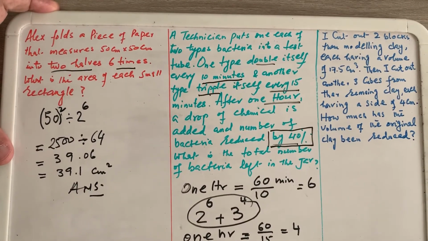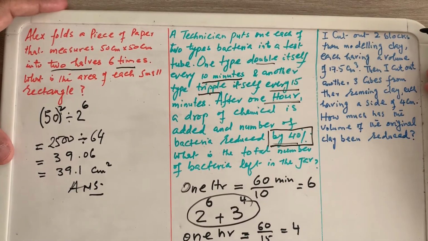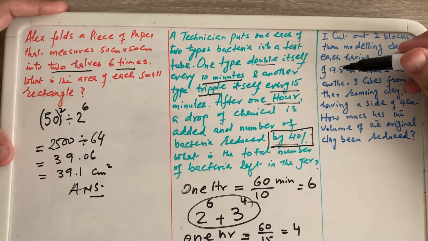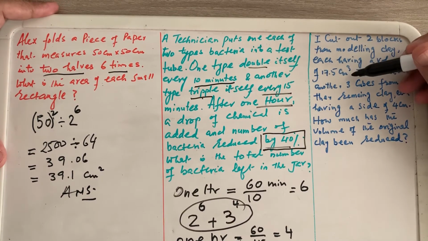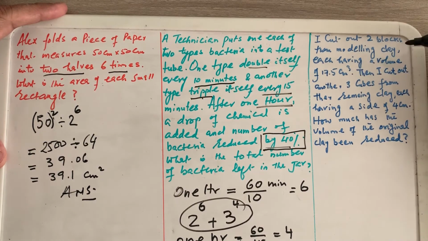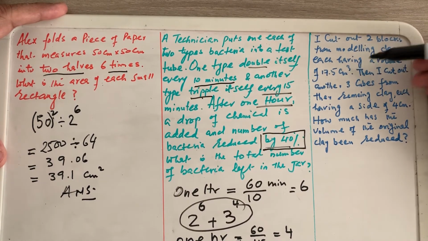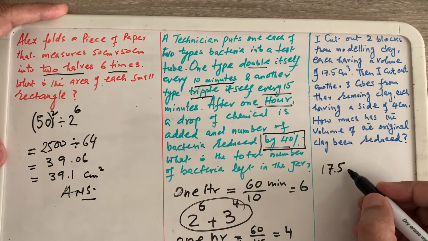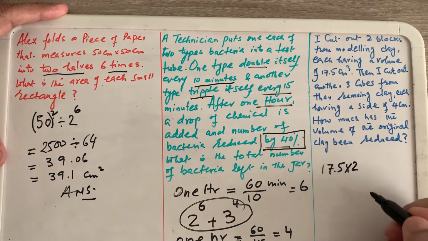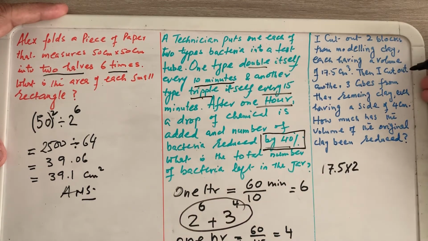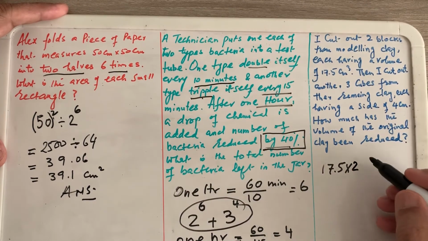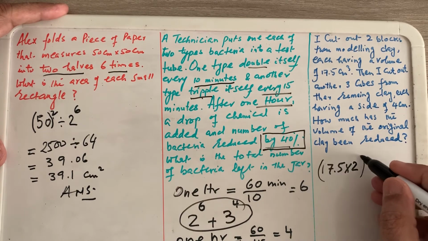Now we are reading the third question. I cut out 2 blocks from modeling clay, each having a volume of 17.5 centimeter cube. So this is 2 blocks of this dimension. So I can start writing my numbers. 17.5 centimeter cube, and I am cutting 2 blocks of this dimension. Then I cut out another 3 cubes from the remaining clay, 3 cubes, right? So this is one thing which I am cutting.